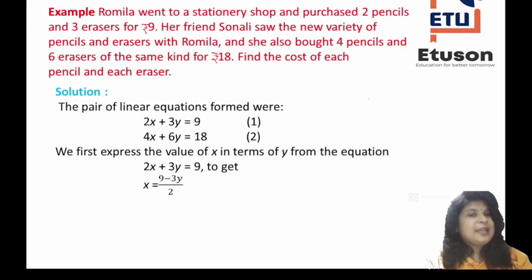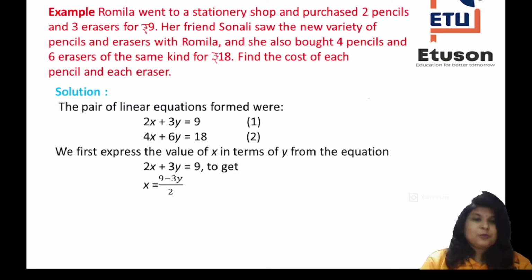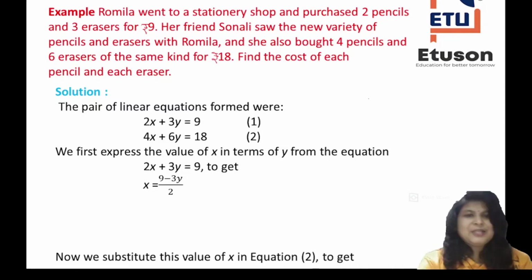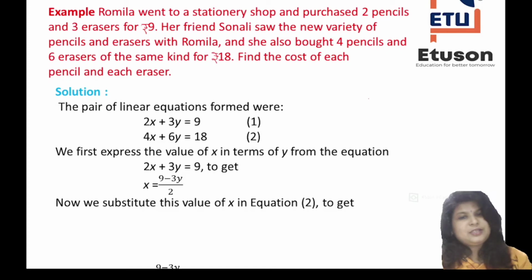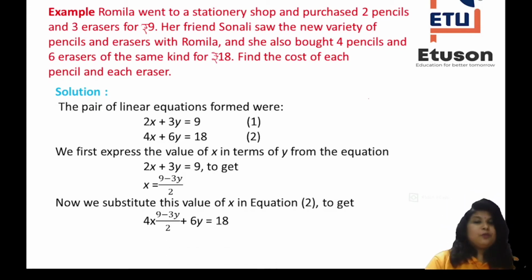Now what next? The value of x which you have obtained in terms of y has to be substituted in the second equation. In the second equation, wherever there is an x, the x has to be substituted by 9 minus 3y divided by 2. Let us do that. Now we substitute the value of x in equation 2. What was your equation 2? It is 4x plus 6y is equal to 18.